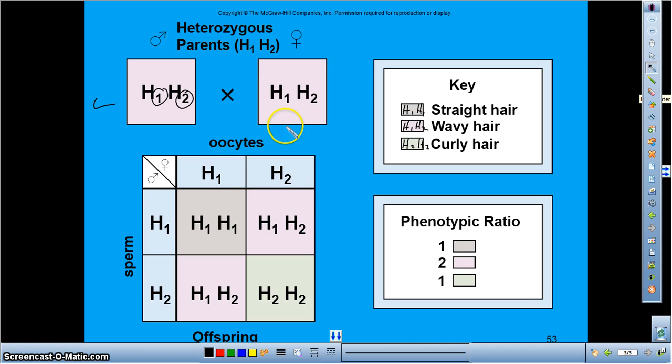So both parents have wavy hair, and the possibility of their offspring then: this one's H1H1, so this one will have straight hair. This one, H1H2, is wavy, so I'm going to put W for wavy, and H2H2 is curly. So you see that at the extremes we have the homozygous ones, and the combined ones in the middle are the heterozygous ones. So we have somewhere between curly and straight, which is just wavy, and that's what you see in an example of incomplete dominance.